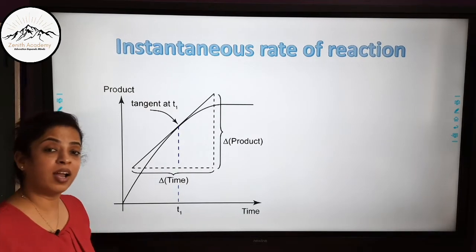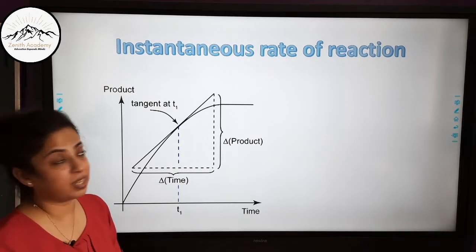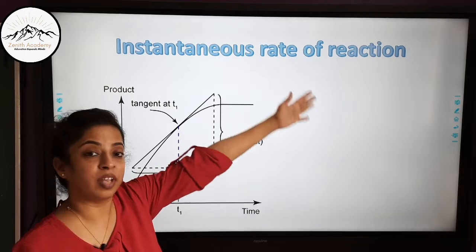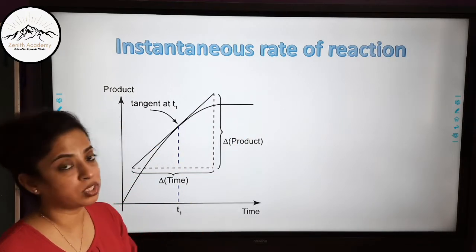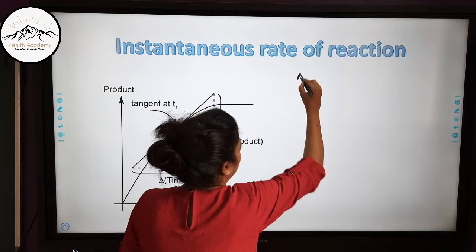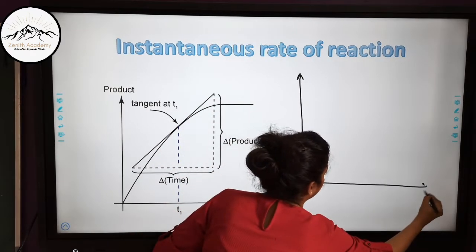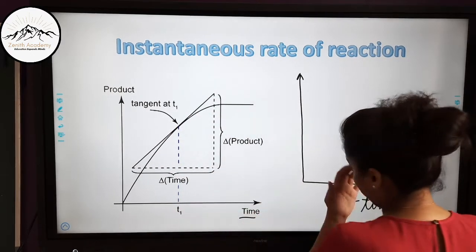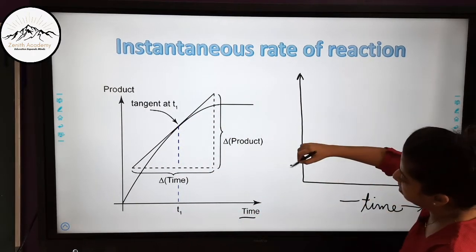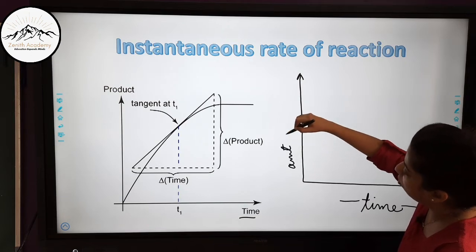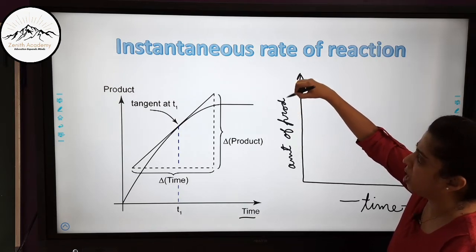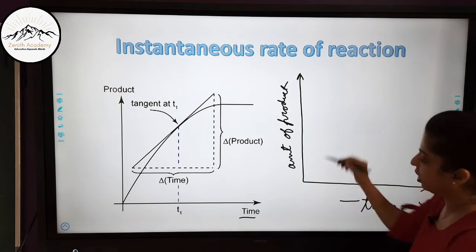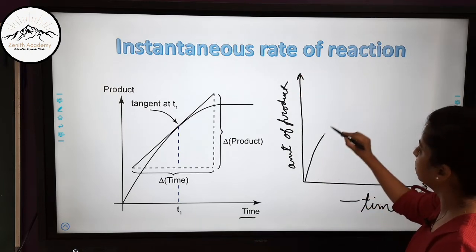Now if we want to find the rate at a fixed point, that is the instantaneous rate of reaction, that is, at that instant or at that specific time, what is the rate? What they have done is plotted a graph like this. On the x-axis they have taken time, on the y-axis the amount of product. It can be in the form of mass or volume. In both cases you will get a graph like this.